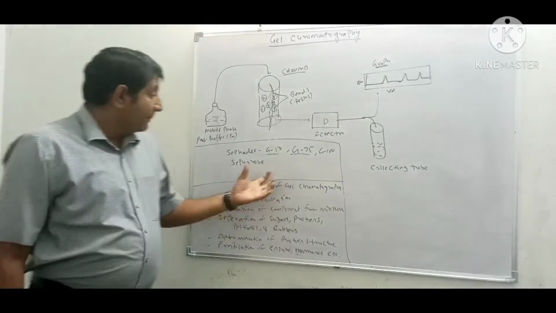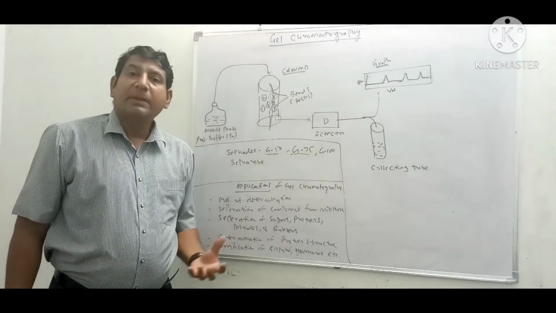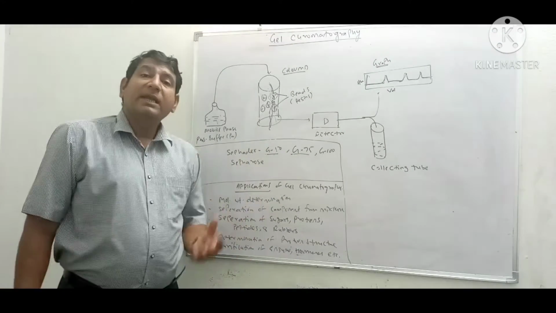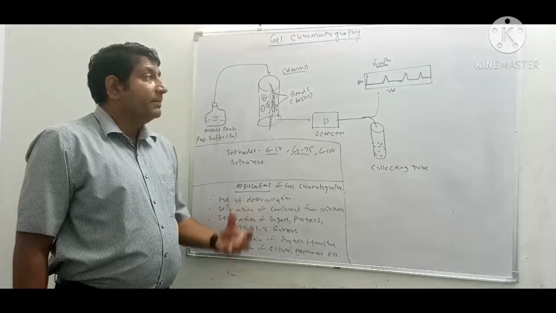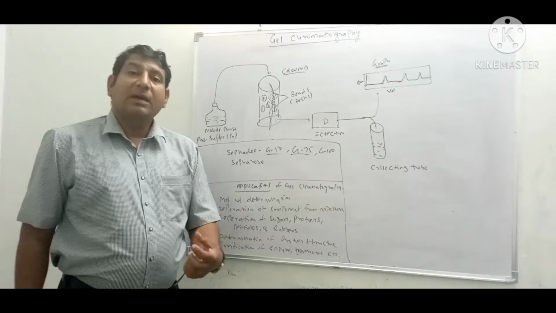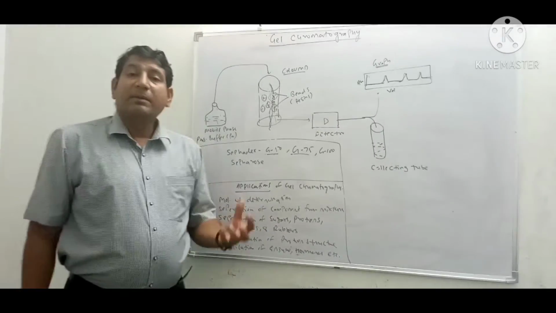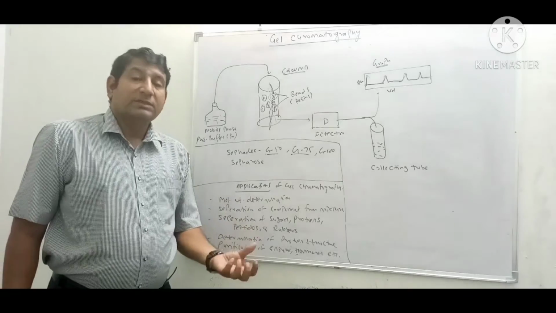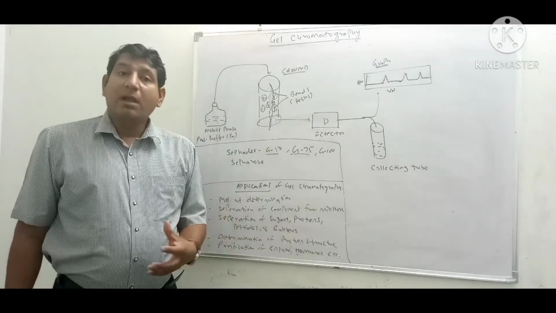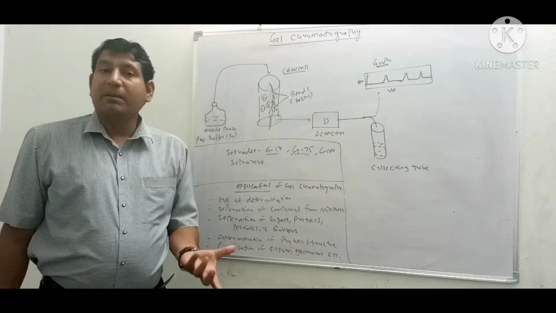Now, what are the applications of gel chromatography? Gel chromatography finds its application in the field of biotechnology and biochemistry. Since it is a separation technique, we can utilize this technique in separation of glucose, carbohydrates, proteins, enzymes, vitamins, hormones, etc. We can also use this technique in determination of molecular size, molecular structures, and for separation, purification and identification of compounds. For example, number one application is molecular weight determination.